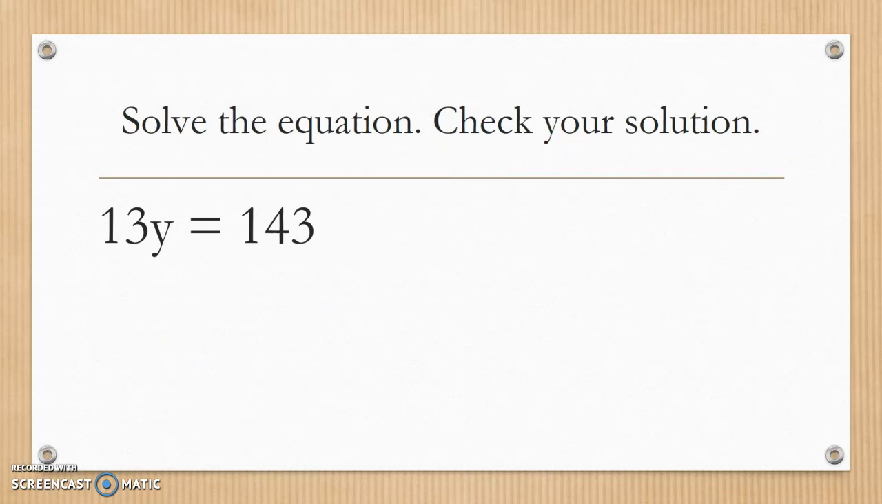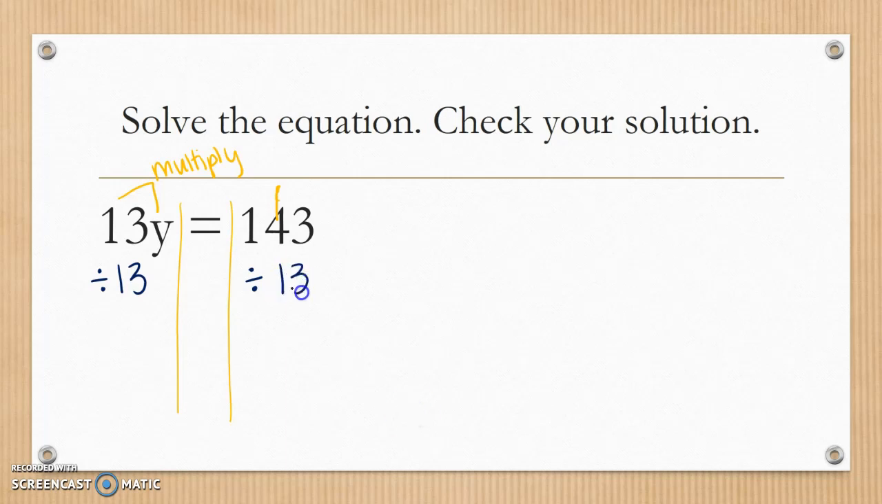Okay, our third problem is 13y is equal to 143. So again, I'm going to draw my railroad tracks. Here, there is no operation symbol, but we have this 13 right next to our variable y, and that means we are multiplying. So in order to undo multiplication, the opposite of multiplication is division. We're going to divide both sides. And in order to get y all by itself, we have to divide by 13. So we're going to divide both sides by 13 here.